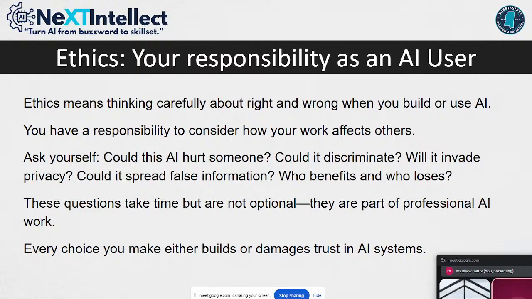Could the AI application that you create and put data in hurt someone? Could it discriminate? Will it invade privacy? Could it spread false information? And who benefits and who loses? These questions take time but are not optional. They are part of professional AI work. Every choice you make either builds or damages trust in AI systems.